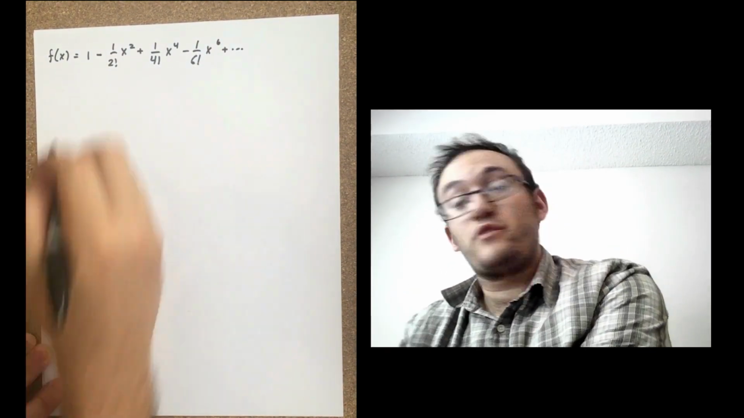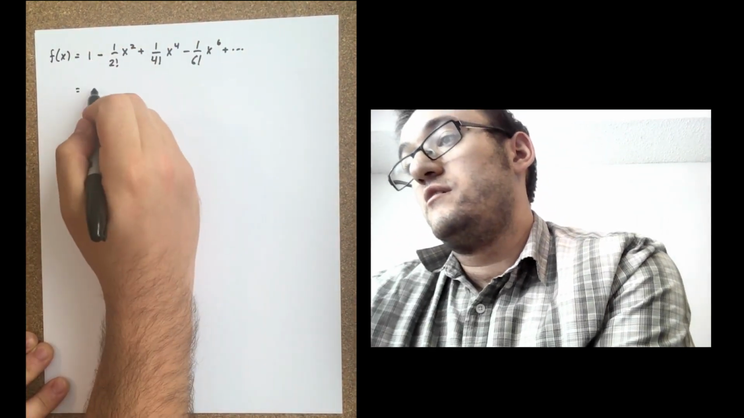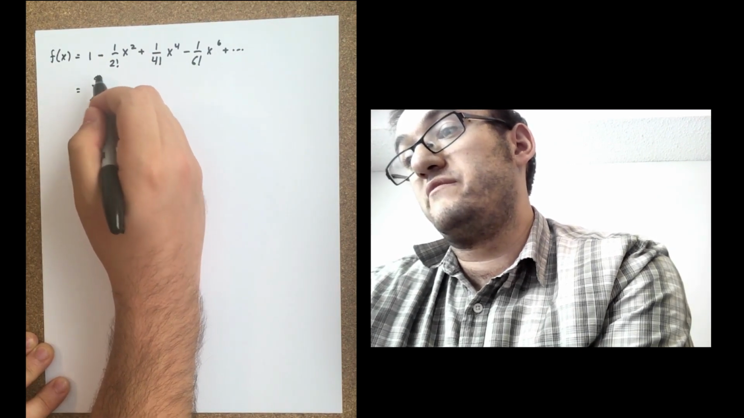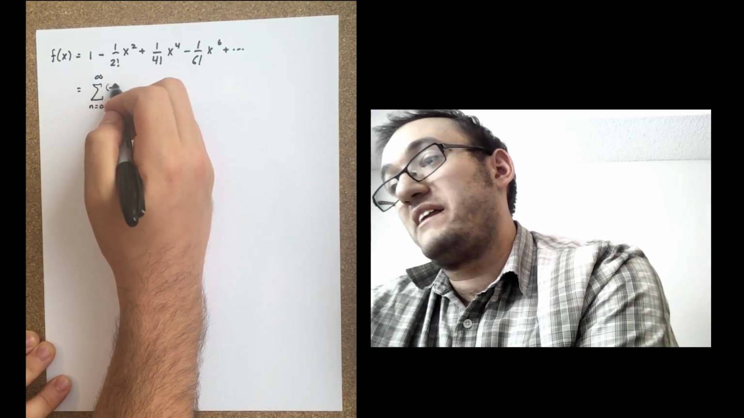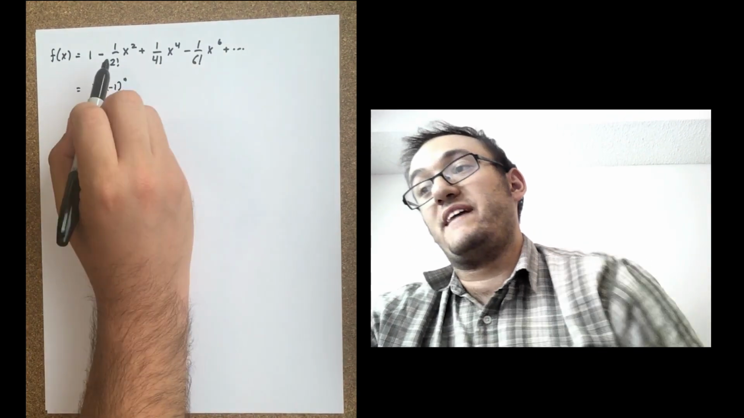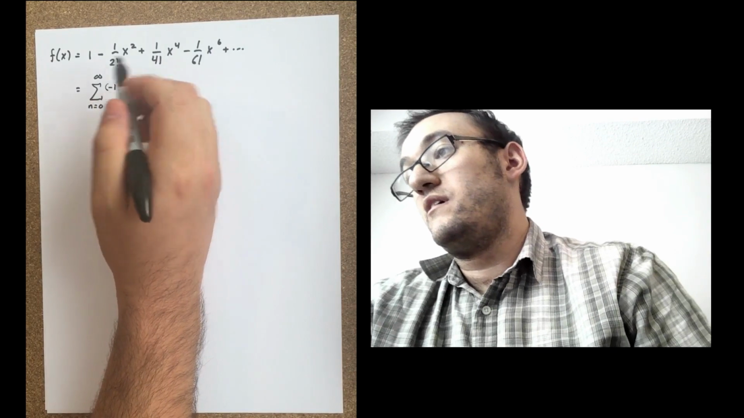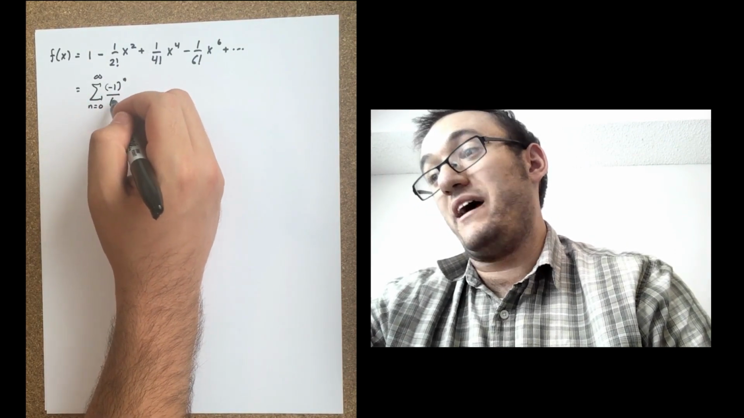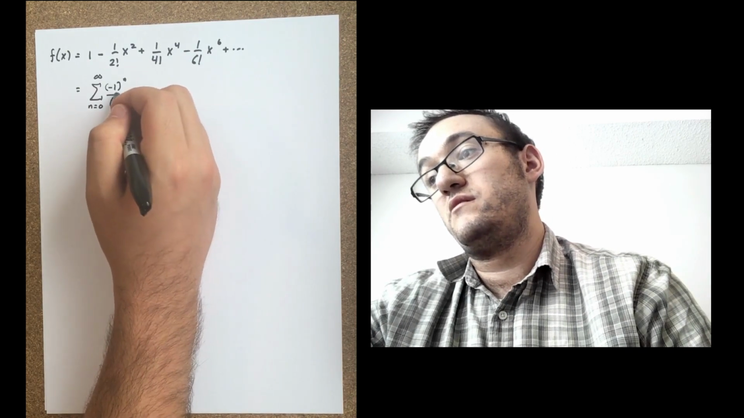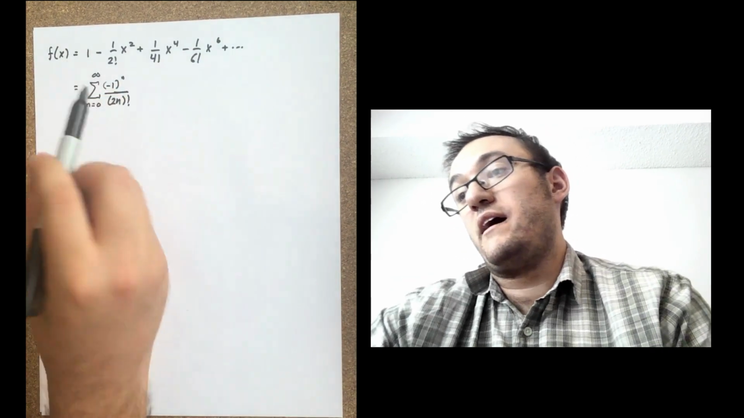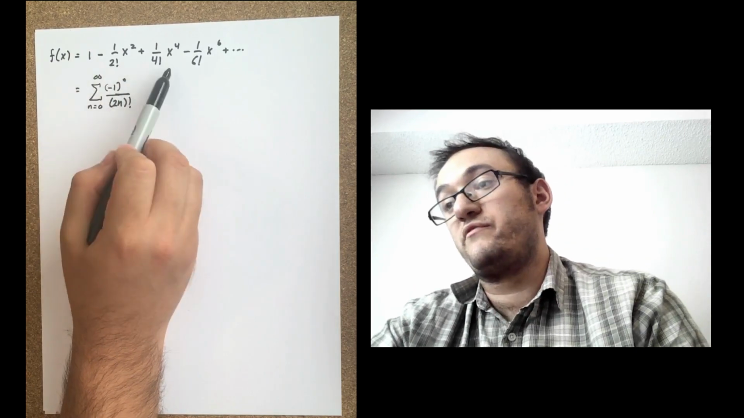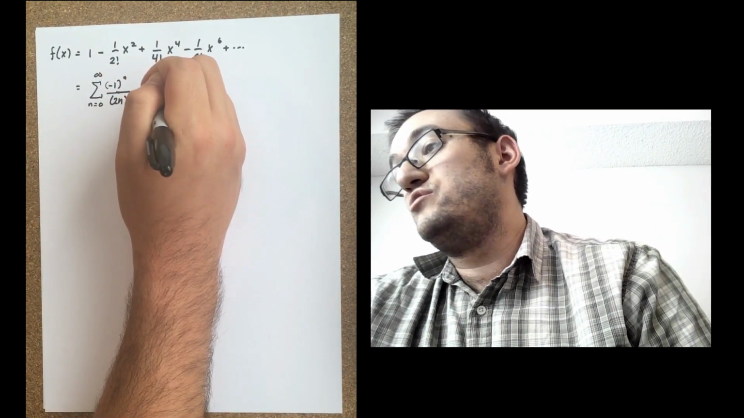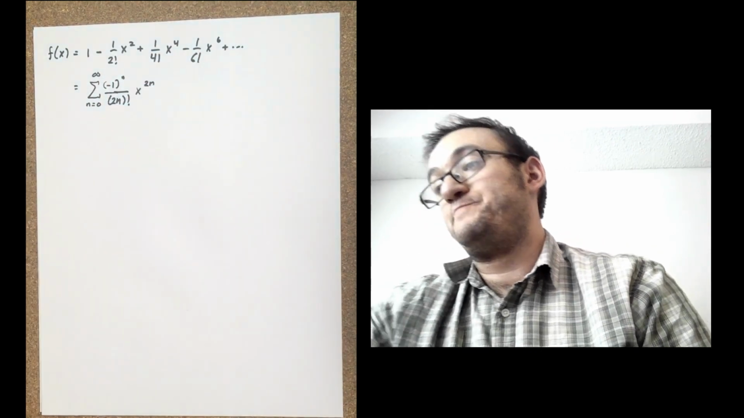A general form for this is the sum from n equals 0 to infinity of minus 1 to the n, and that's what gives us the minus sign. In the denominator here, we always seem to have 2n factorial, the even number factorial in the bottom here. And then we have x to the 2n up in the exponent.